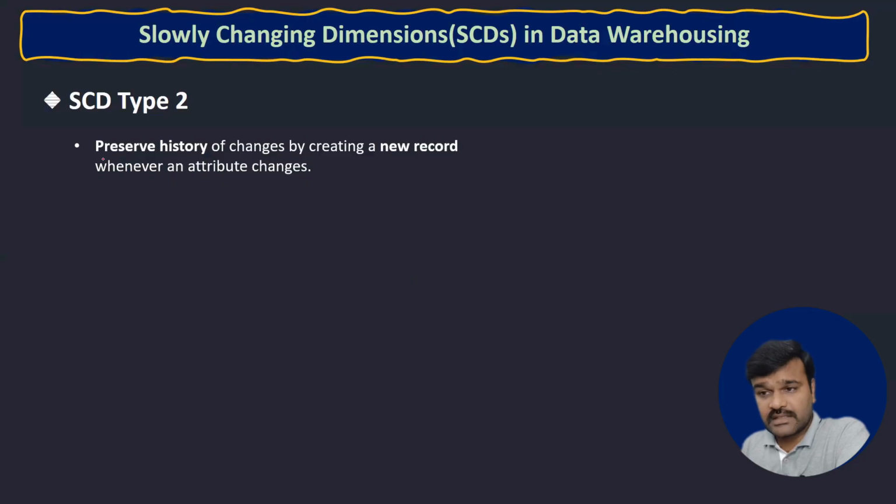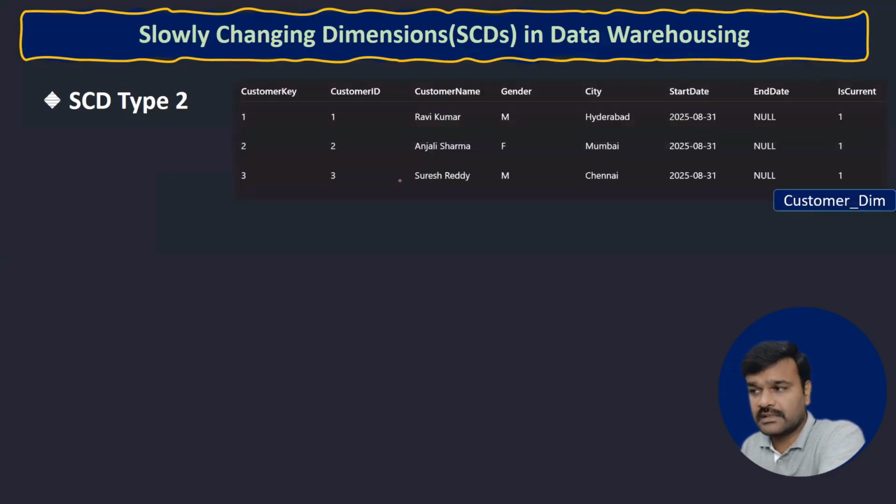So in Type 2, what we are really doing is maintaining the history. Along with the new data, you always take care of your previous data, so that you ensure the history. To understand this quickly, have a look at this one: customer ID, customer name, gender, city, and when started, and especially is current equal to 1, which tells whether it is the current record or not. This is the initial data in the customer dimension table.